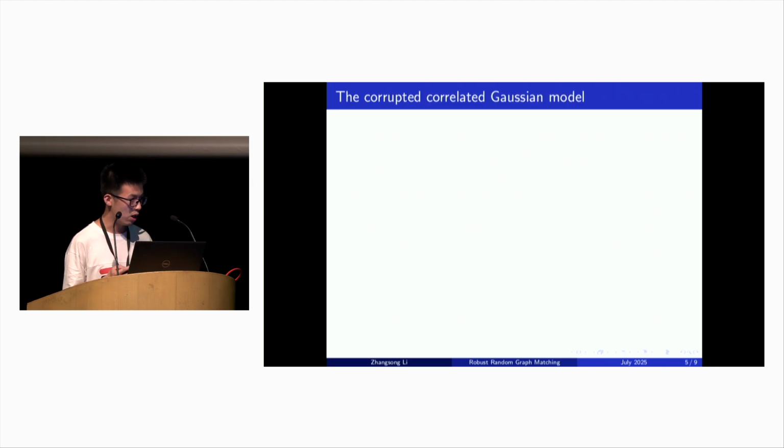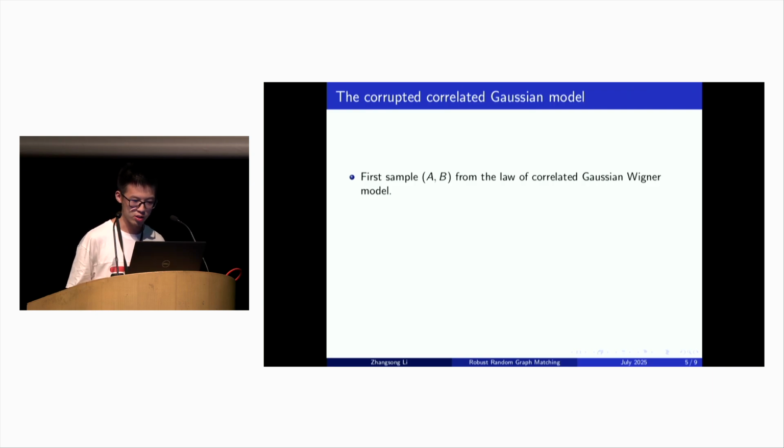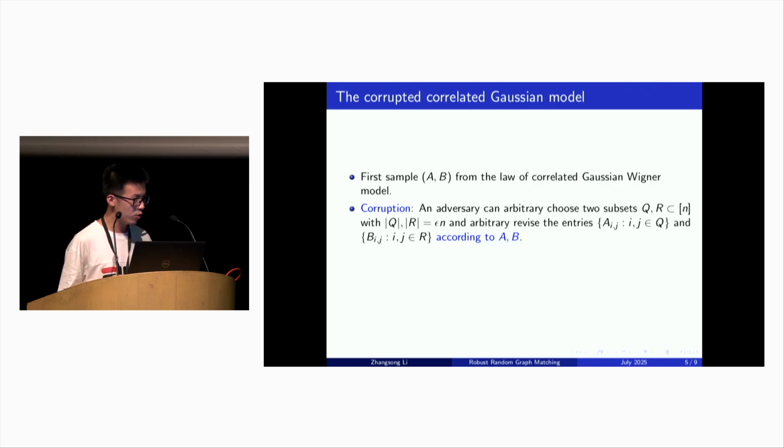Now I will rigorously introduce our setup, and we will focus on the Gaussian model, where we first sample two adjacency matrices from the law of correlated Gaussian Wigner models. Our way of choosing the corruption is rather simple. We choose two arbitrary small submatrices, each of size epsilon times n, and we can arbitrarily revise the entries in these two submatrices.